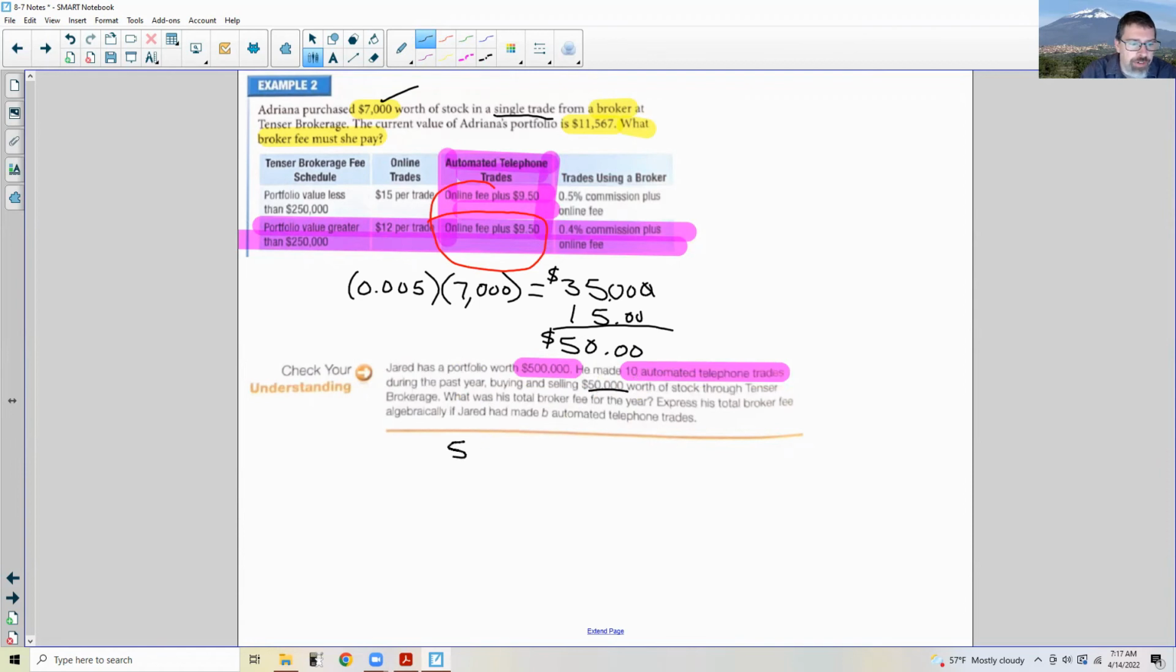So what you do is you take that $50,000. And what we're doing is right here. That is equivalent to the 7,000, and he is paying $12 per trade. So that is going to be 12 times 10, which is $120. And then he is going to pay the $12 per trade online, plus $9.50.